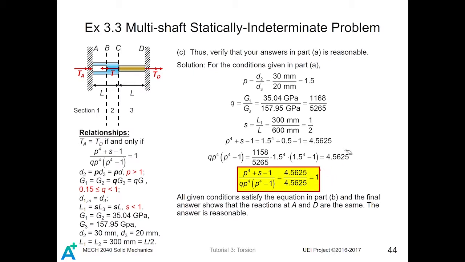That is, our equation in part B is completely verified. All the given conditions in part A satisfy the equation in part B. The final answer shows that the reactions at A and D are the same. Consequently, our answers in part A are reasonable.